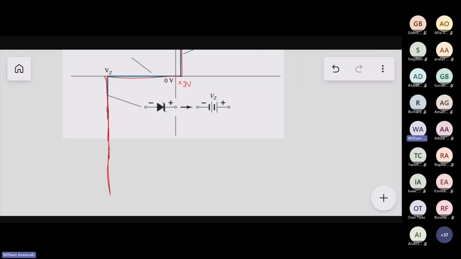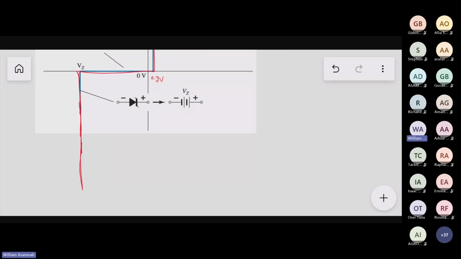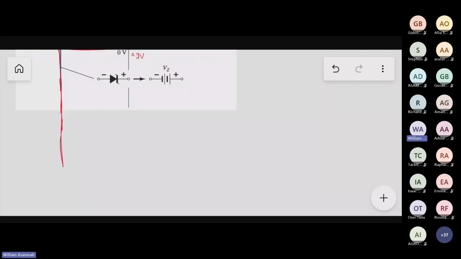So how does this thing work? Zener diodes are always connected in the reverse mode, right? So they are connected in the reverse bias mode. Zener diodes are not connected in forward bias mode. They are always connected in reverse bias mode. So take note of that. That's where it can get a little tricky.